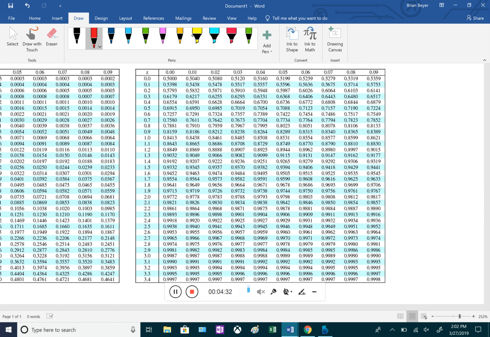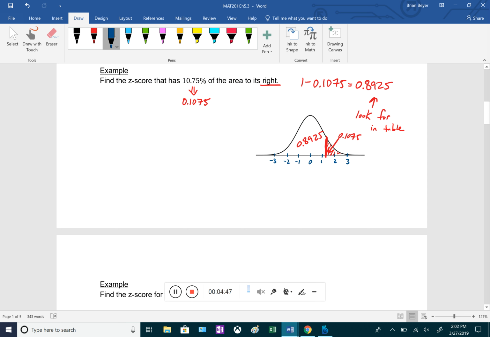And that's going to be about right here. 0.8925 corresponds to a z-score of 1.24. So that means z equals 1.24 has an area of 0.1075 to the right. It's good to double check. Go back over to where you eyeballed where it would be, to see whether it makes sense based on the percentages of the areas to the left and to the right, and it looks like that's about correct.